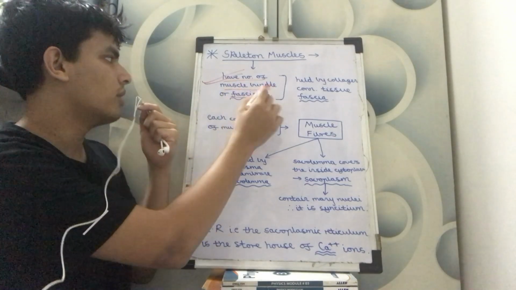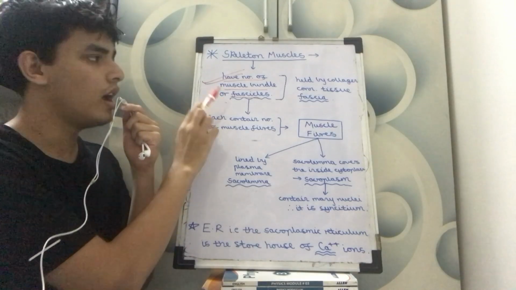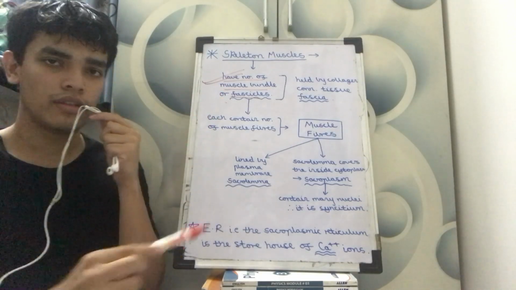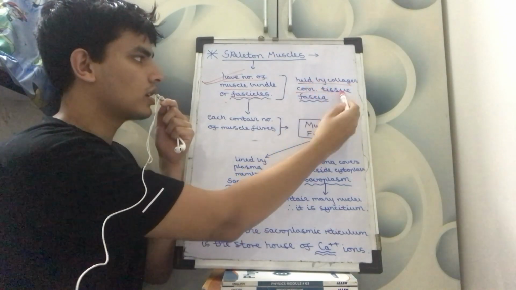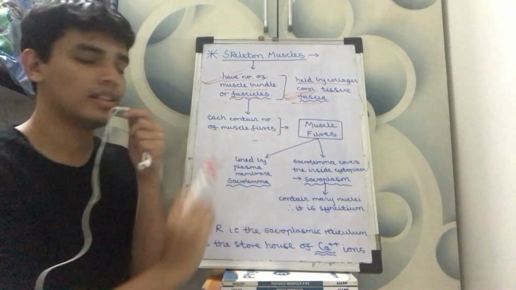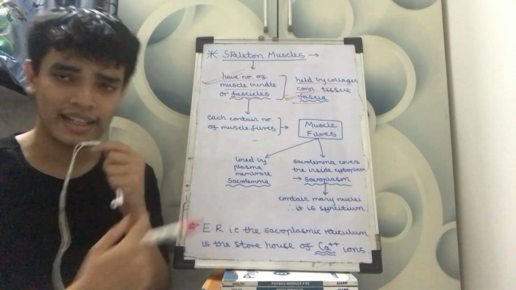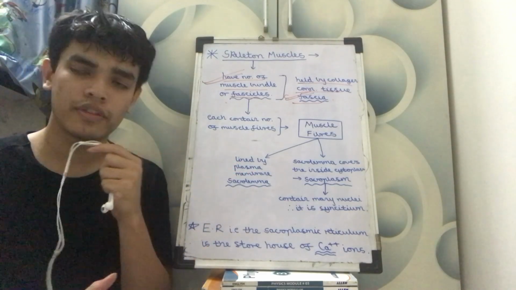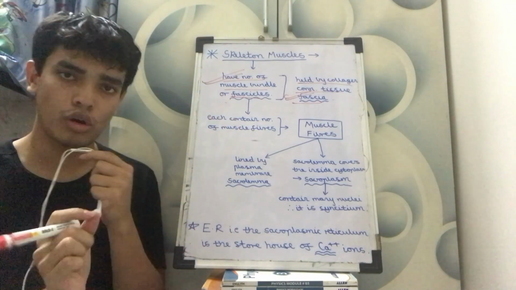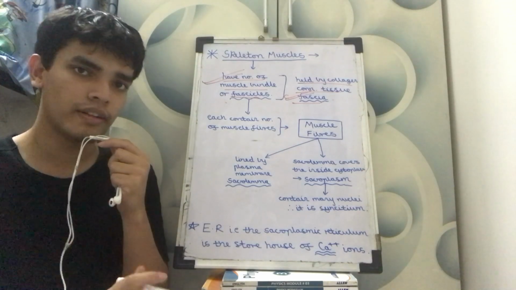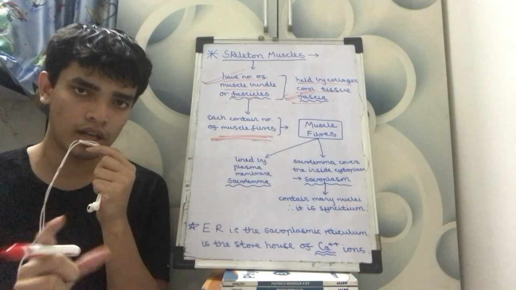So skeleton muscles have a number of muscle bundles or fascicles. Now, a very important question: the fascicles are covered by what? The fascicles are held together by collagen connective tissue called fascia. These are very confusing terms, so please do it thoroughly. Then each fascicle or each muscle bundle is further divided. Each has a number of muscle fibers. These are our main unit.